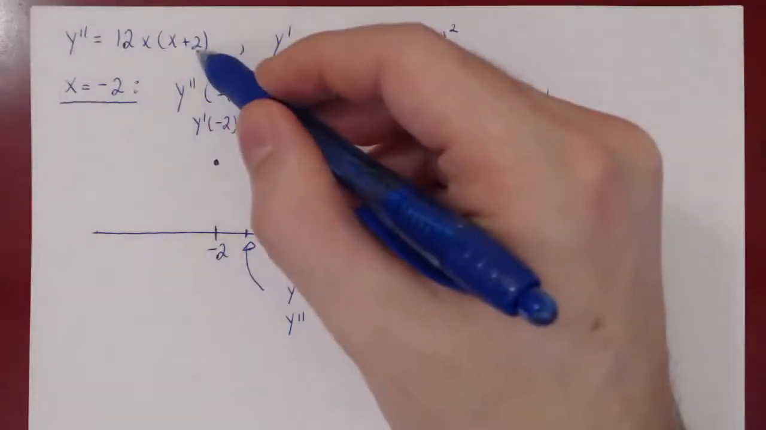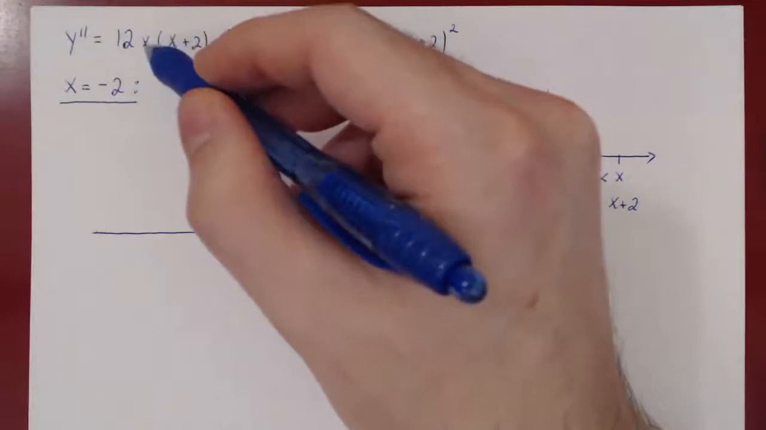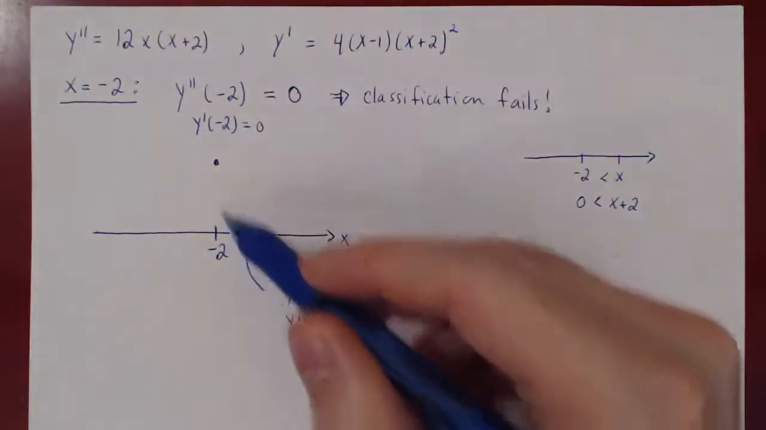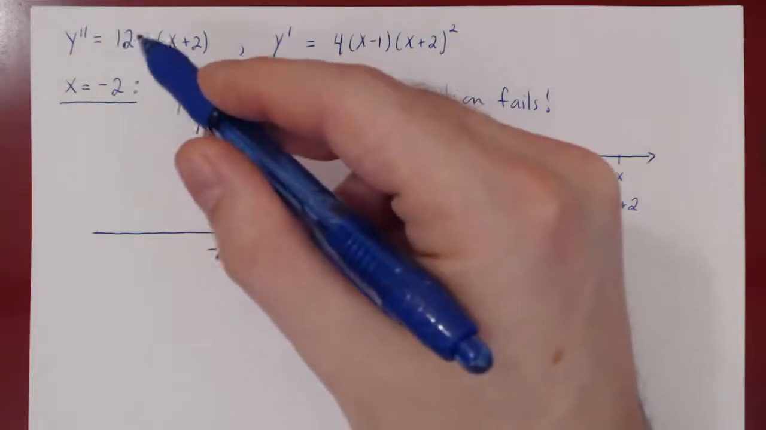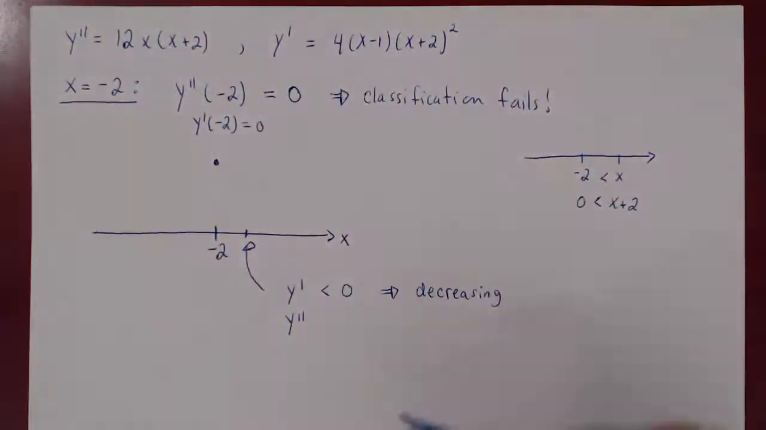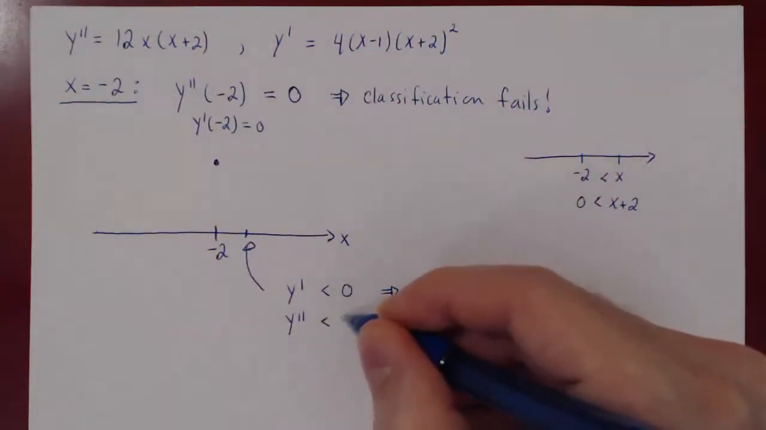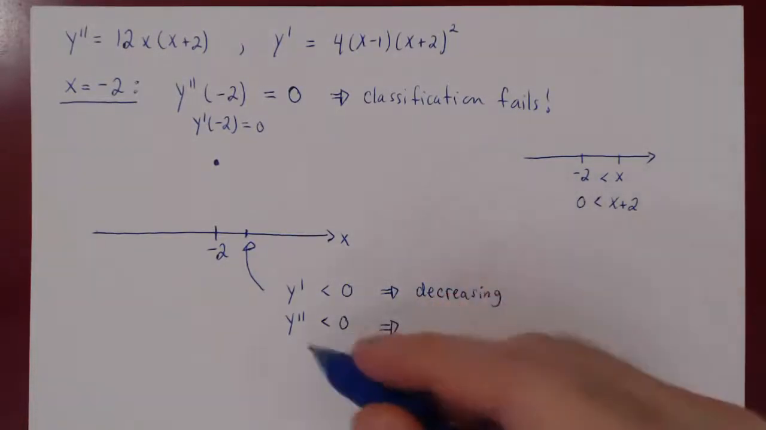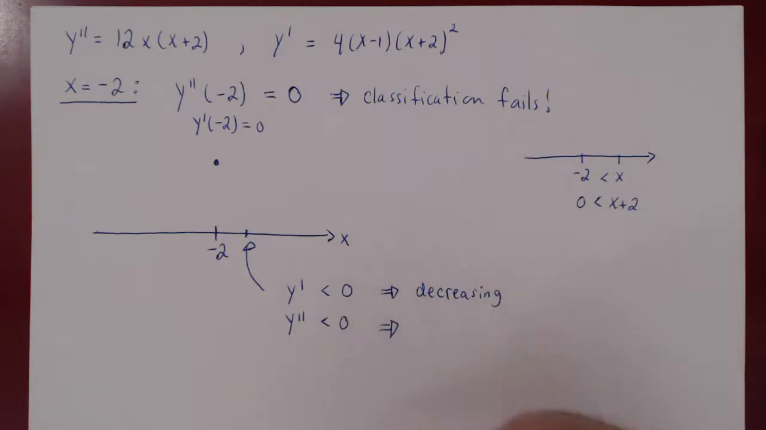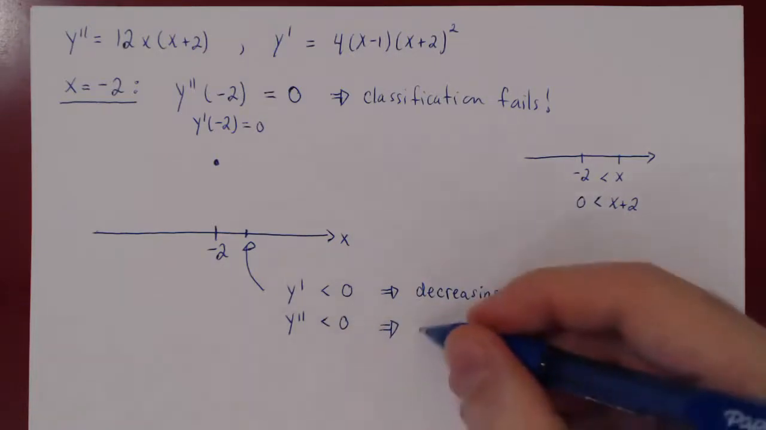So this is positive. This is positive, but x itself is really close to negative 2. Therefore, x is negative. So you have a positive times a negative times a positive. The result is also negative. So to the right of negative 2, the second derivative is negative. Therefore, the curve is concave down.